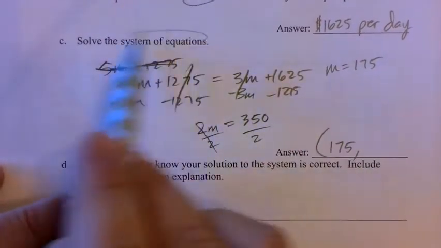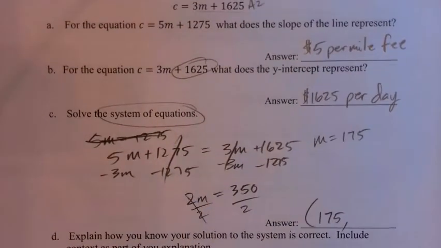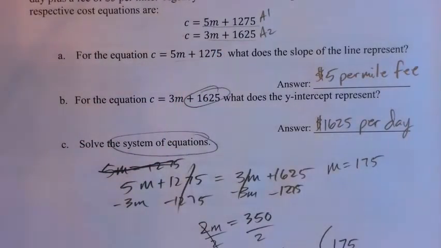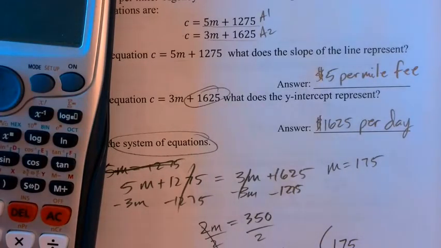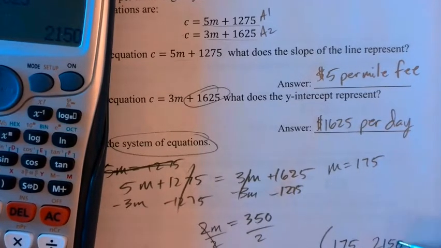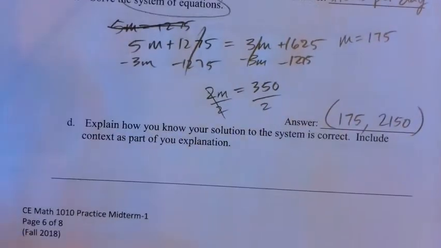And since I'm solving the system, I need to solve for C also. So I'm going to take that number and put it into either one of these equations. So I'm just going to go C equals 3 times 175 plus the 1625 gives me 2150. Okay, so cool. And there you go.